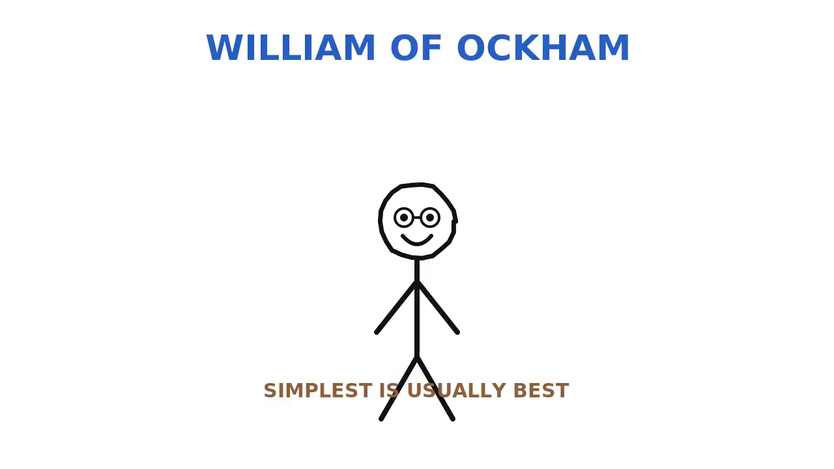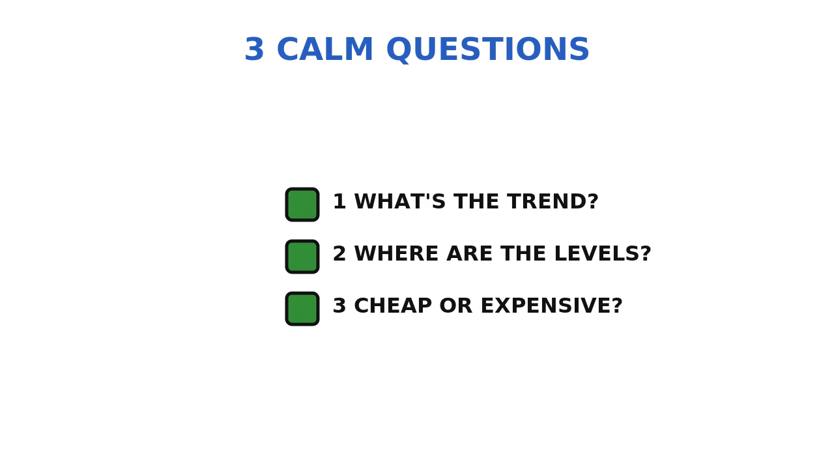There's an old principle for this, called Occam's razor, named after a medieval thinker, William of Occam. It says the simplest explanation that does the job is usually the best one. Charts are no different. So here's the entire simple method, just 3 questions in order. Ask them, and you have read 90% of any chart in under a minute.